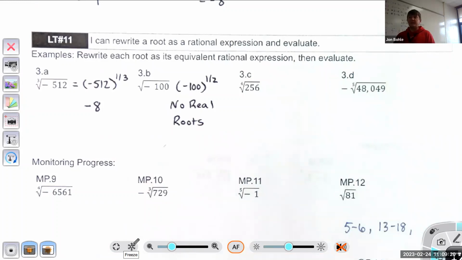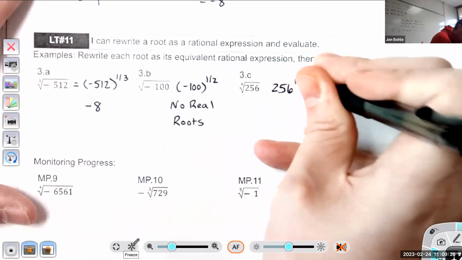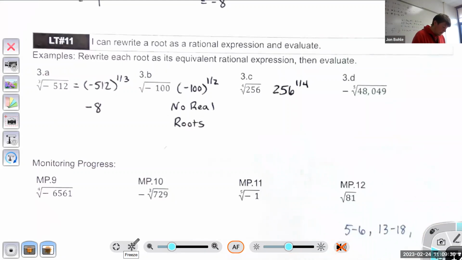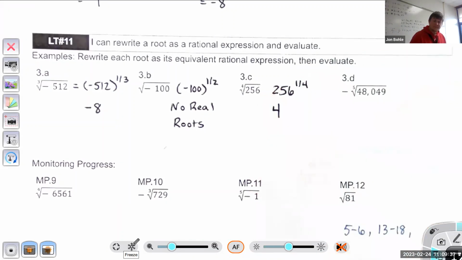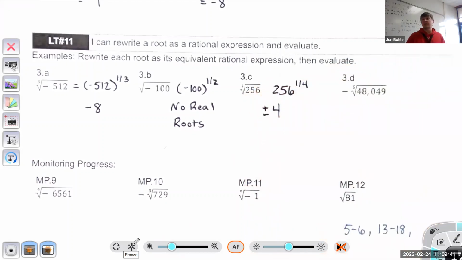What about 3c? 256 to the 1/4 power. And what is 256 to the 1/4 power? It's what? Just +4? It's plus and minus. You take an even root of a positive number, it's going to be positive 4 and -4.